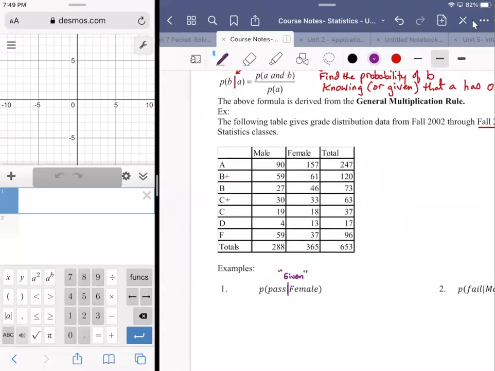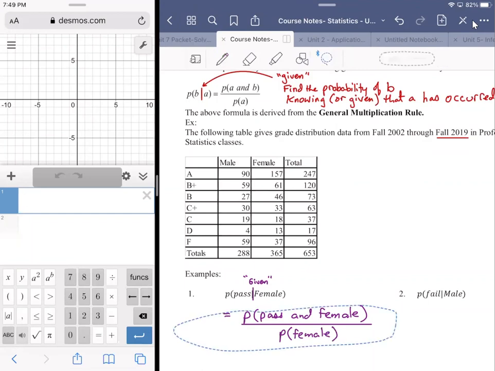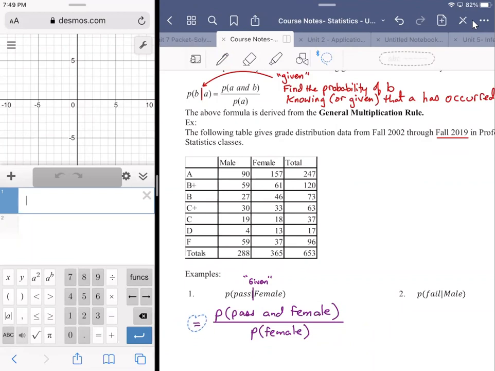All right, so we have a formula. Probability of B given A, that's this guy up here. Probability of B given A is equal to probability of A and B divided by the probability of A. What that translates to for this problem is the probability of passing and being a female divided by the probability of being a female. Now, this is going to lead us to a shortcut for being able to handle this kind of question. But for now, we want to actually see how it's going to shake out.